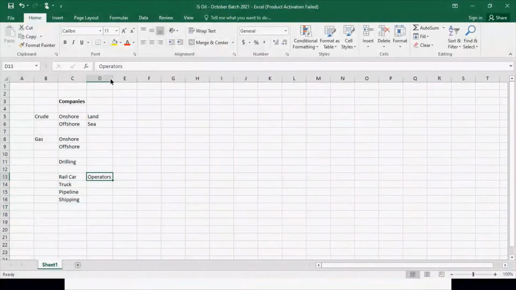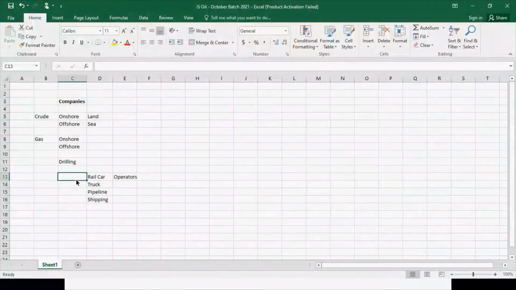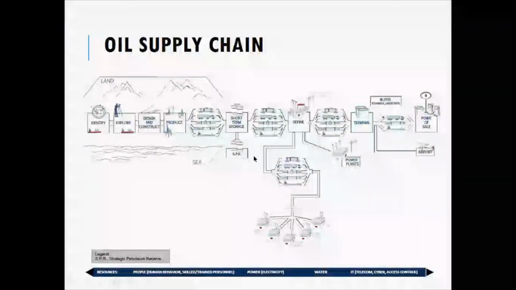Okay. So now, if these operations are given by some company, for example, we will just consider it as a logistics company. So there will be one logistics company, which is again part of the oil and gas supply chain.